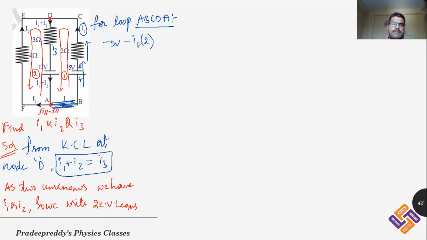V is equal to IR, that is minus I1 into R, and R is the 2 ohm resistor. Next, from C to D, there is no component. From D to A, we have one resistor with current I3 flowing in it, so I can write it as minus I3 into 3 ohm. And you are going from negative terminal to positive terminal of the battery across this 12 volt, so it is plus 12 volt is equal to 0. This gives you 12 volt minus 5 volt.